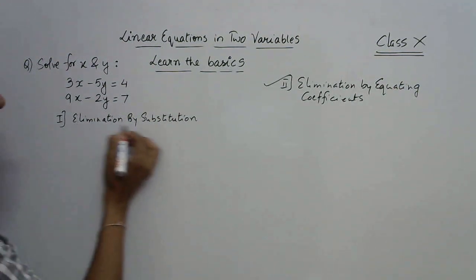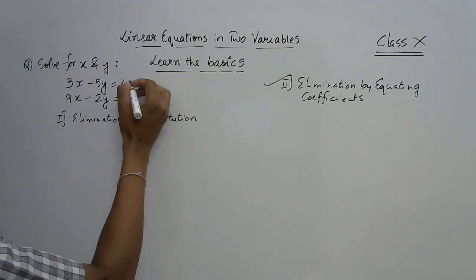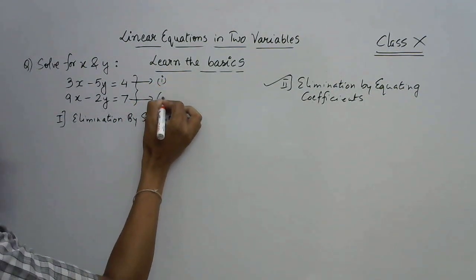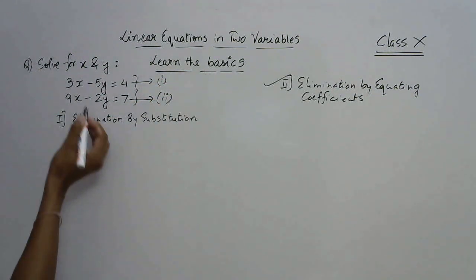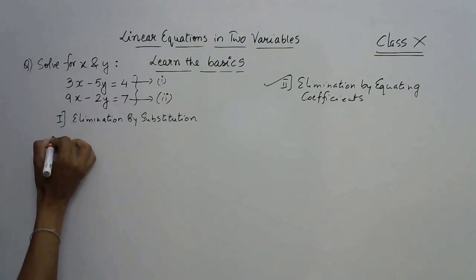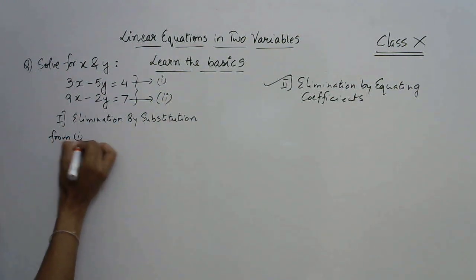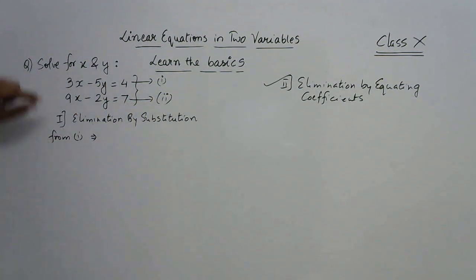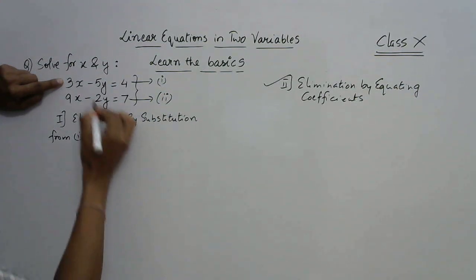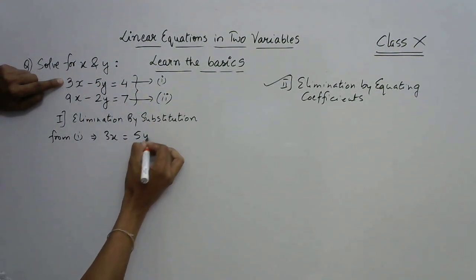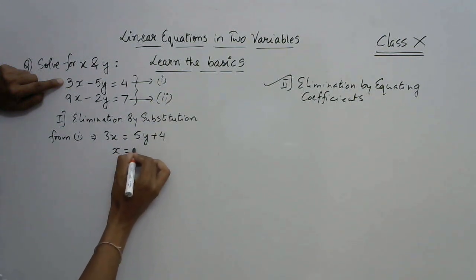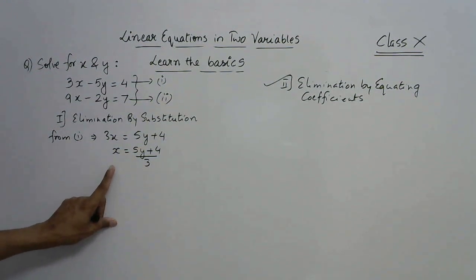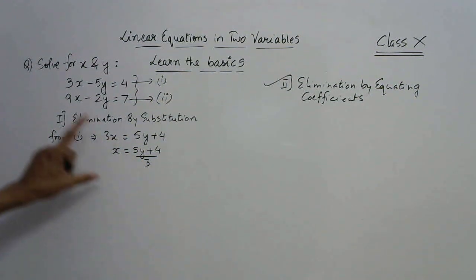Now in elimination by substitution, we take any one of the equations. If I name this as equation number 1 and this as equation number 2, then I will take any one equation, say the first equation, and find the value of one variable in the form of the other variable. Like here 3x will be, this minus 5y goes outside and becomes plus 5y. So x will come out to be (5y plus 4) upon 3. So see, I have found x in terms of y from the first equation.